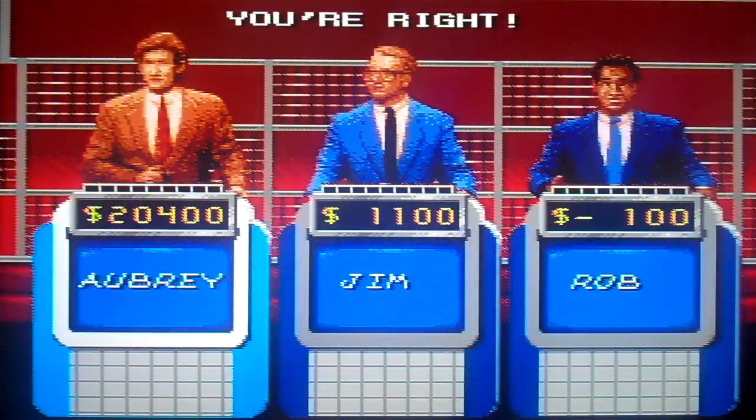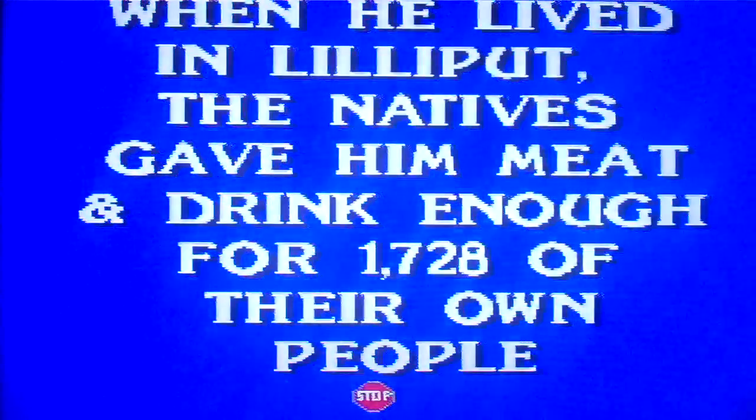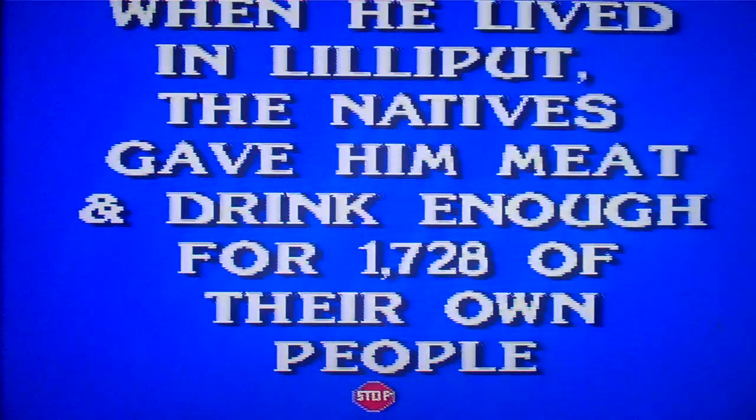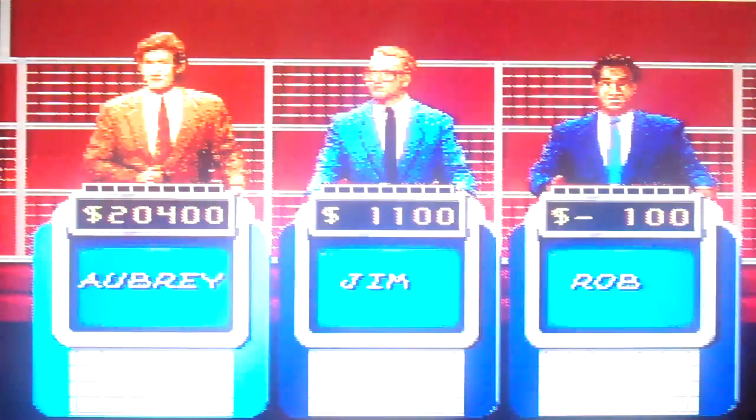I'll take fictional characters for 400. The answer is: When he lived in Lilliput, the natives gave him meat and drink enough for 1,720 of their own people. Who is Gulliver?